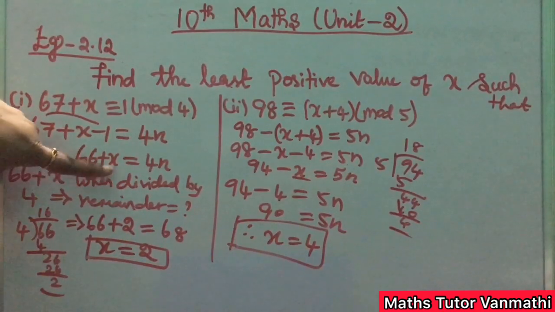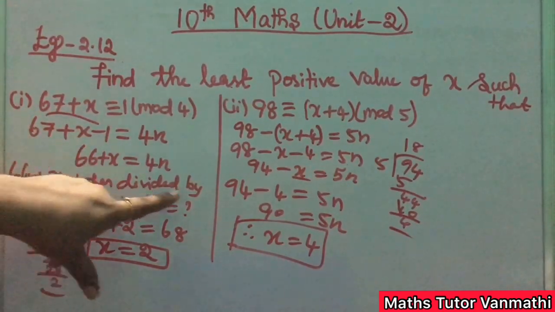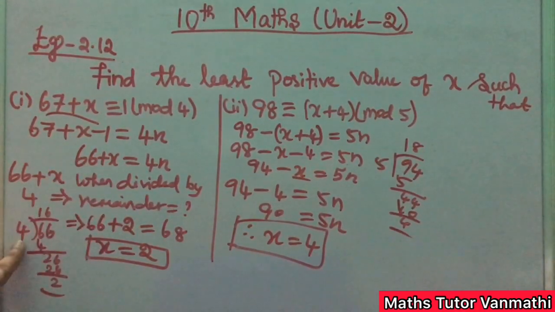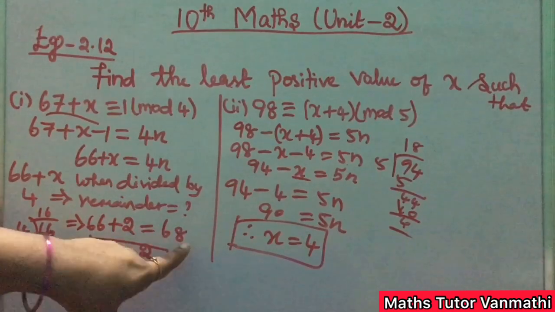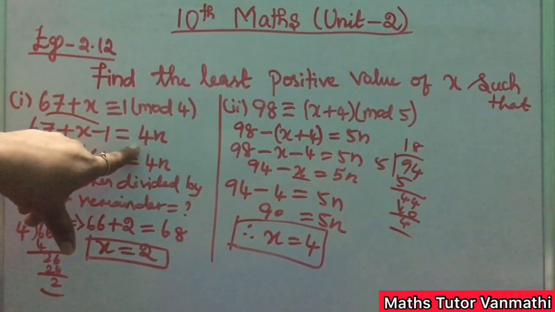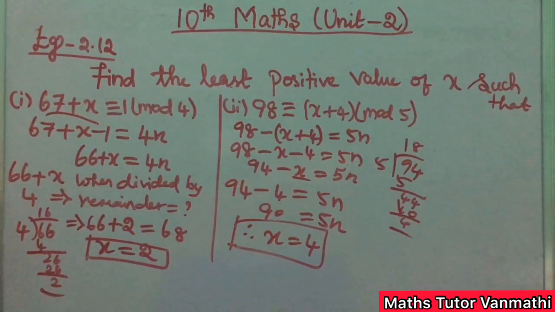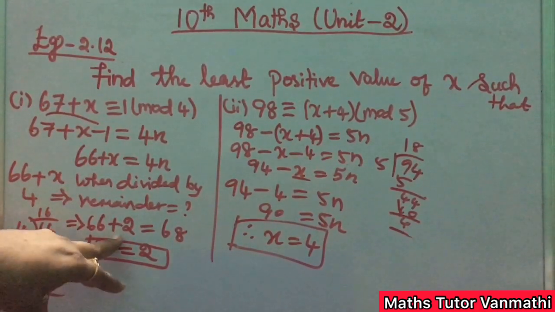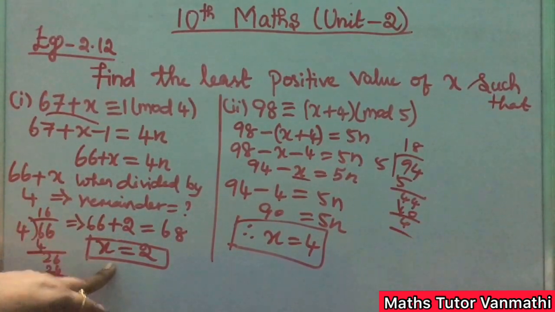So 66 plus x, when divided by 4, that is 66 divided by 4, you will get remainder 2. Okay, so adding this 2, which is equal to 68. 68 can be divided by 4 and leaves the remainder 0. Then your least x value is 2.